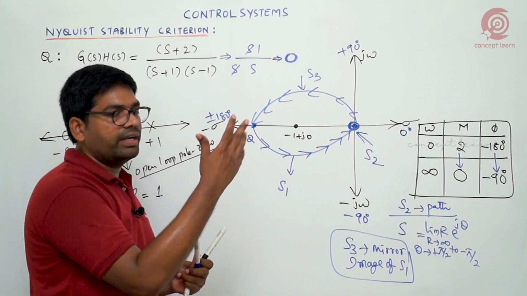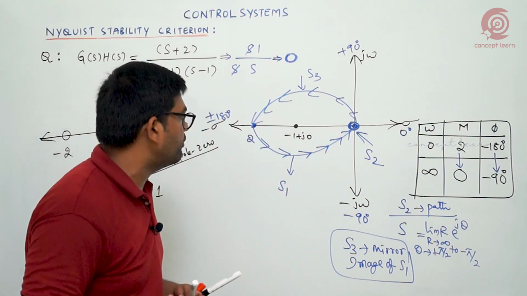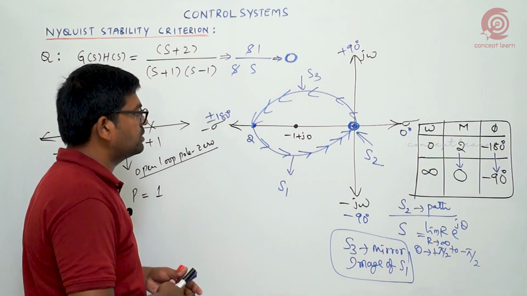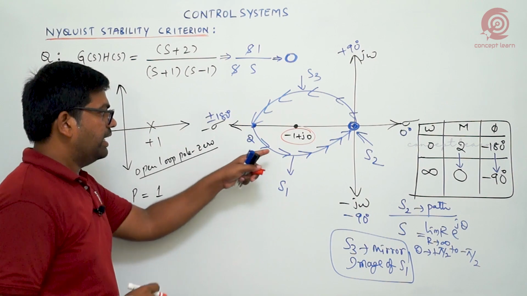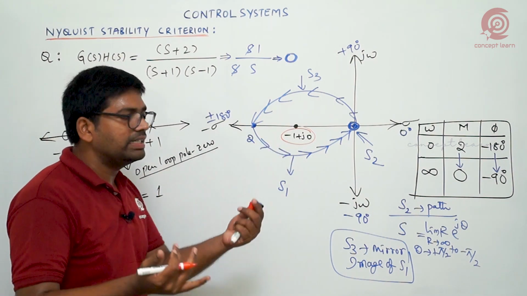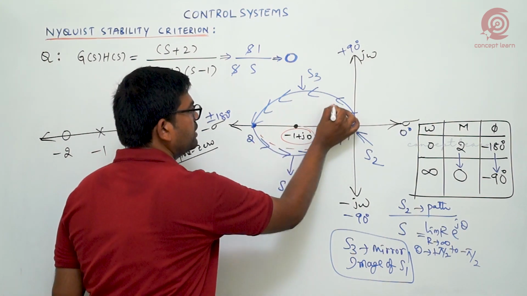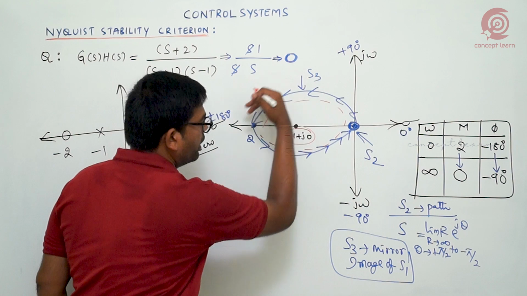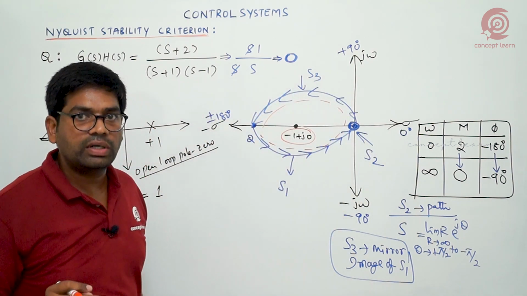Now we completed the mapping process from the S-plane to the G(s) plane, that is towards the critical point minus 1 plus j0. Yes, minus 1 plus j0 is inside the contour. So it is having one encirclement. Look at this one, encirclement is there. What is the direction? Look at the direction. It is anti-clockwise.